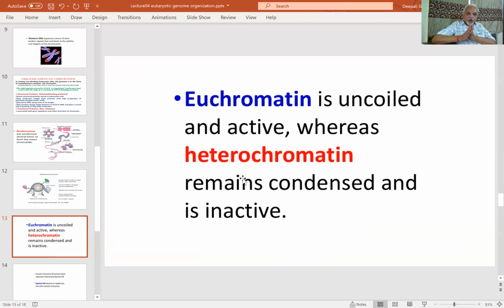So the genome, you will find in a cell, either in the euchromatin form or the heterochromatin form. Euchromatin is the one which is transcriptionally active, and heterochromatin is transcriptionally inactive. Why? Because one is opened up and the other remains condensed.